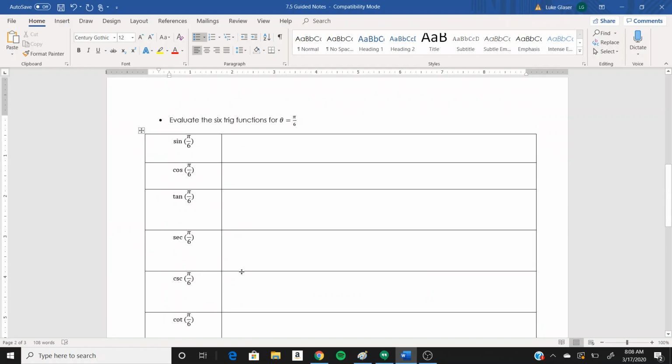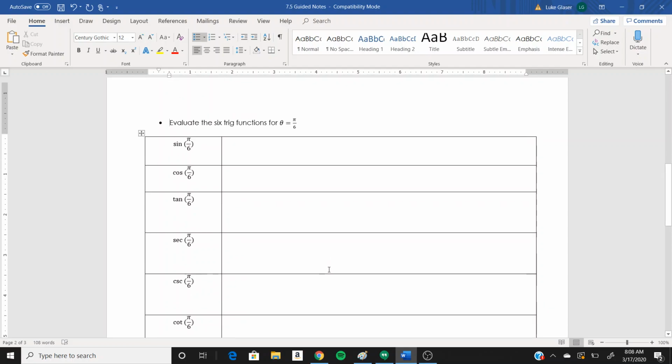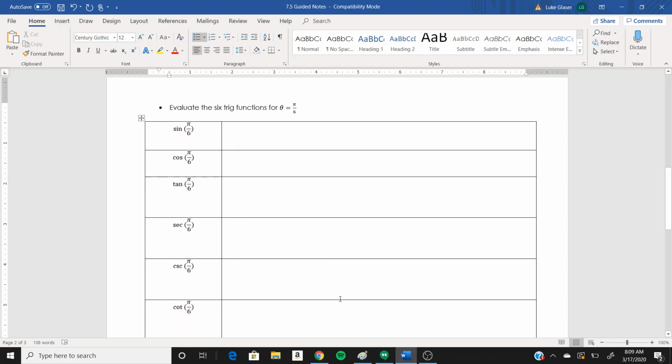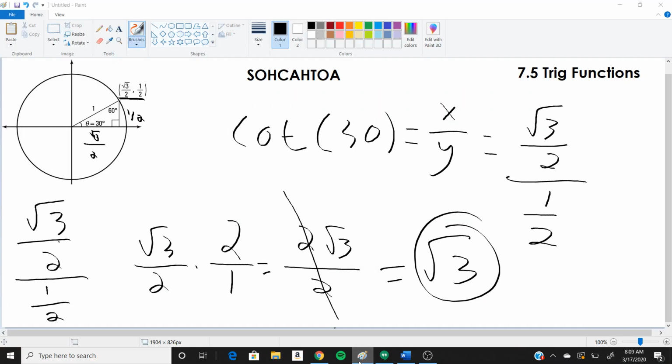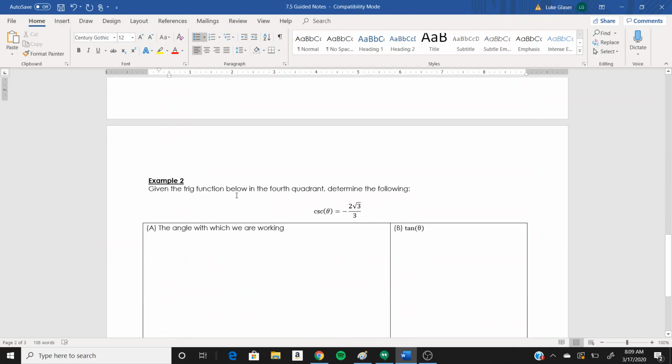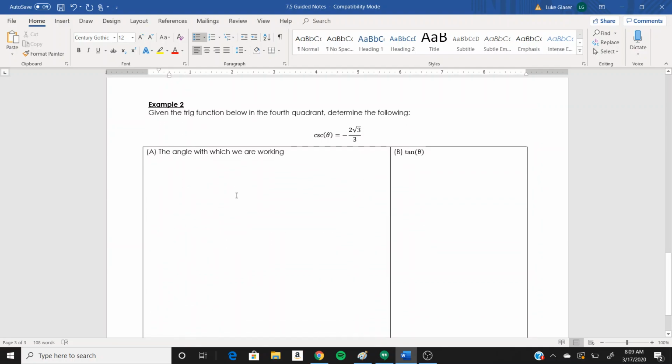So let's do another example where we evaluate the 6 trig functions for pi over 6. Actually, we did that already, we did that for 30. Now, I could ask you again for radians. I could say, evaluate the sine of 5 pi over 6 or 7 pi over 6, and you'd have to look at your unit circle and do that. So we're going to skip this example since we already did that. We're going to go down here to example 2. I like this one.